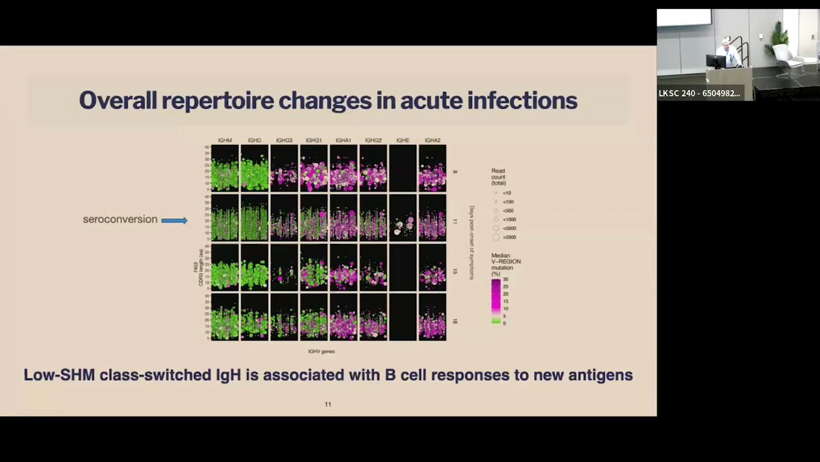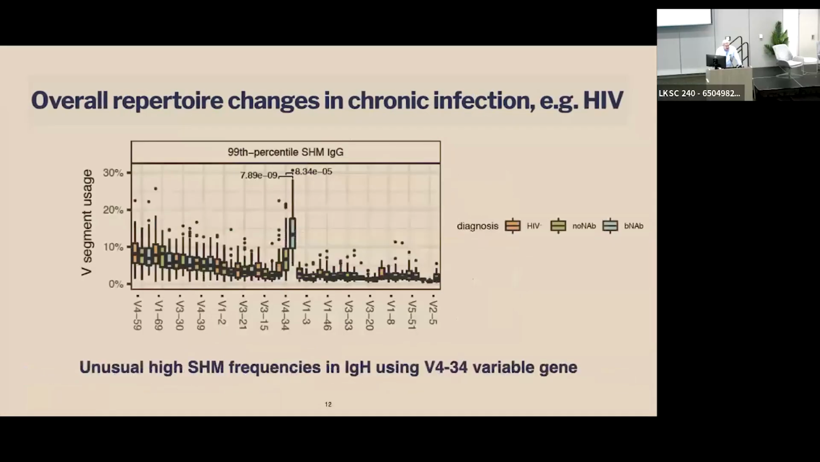In the response to a new acute infection, you see a lot of B cells that have switched to a new class. They make IgG or IgA antibodies, and yet they still haven't mutated the antibodies very much. So you actually still have low mutation. That's a pretty strong signal of a new response to a new infectious agent. So that was very obvious in COVID, but also shows up in other infections.